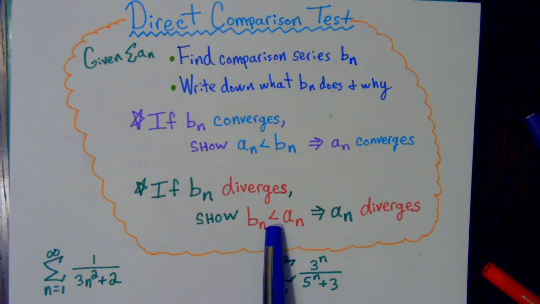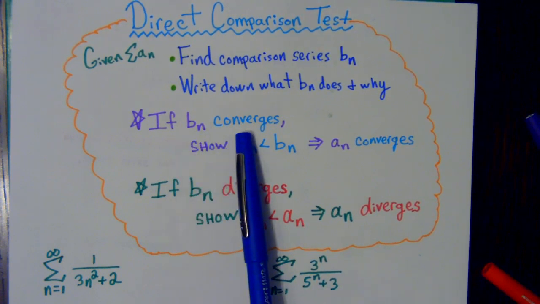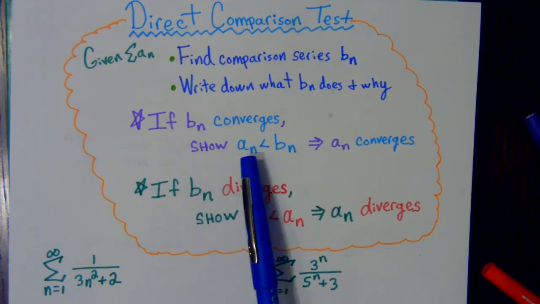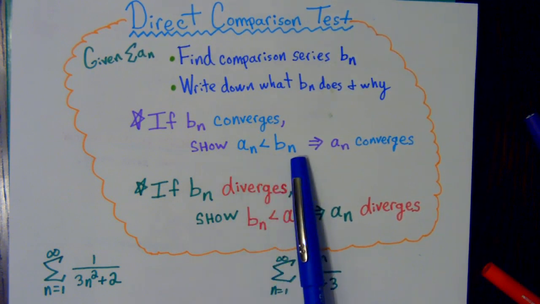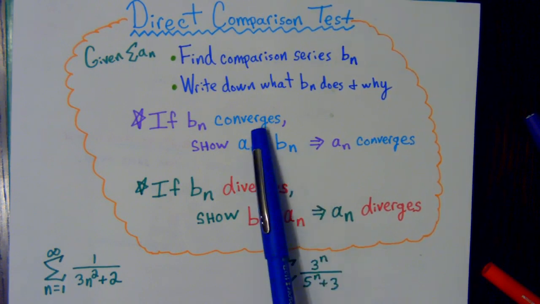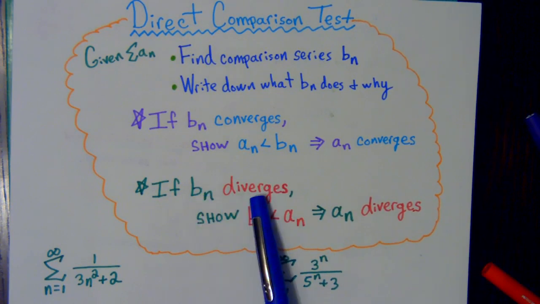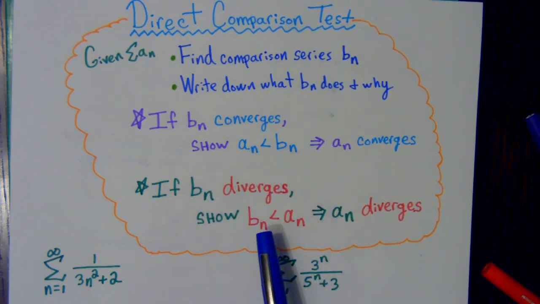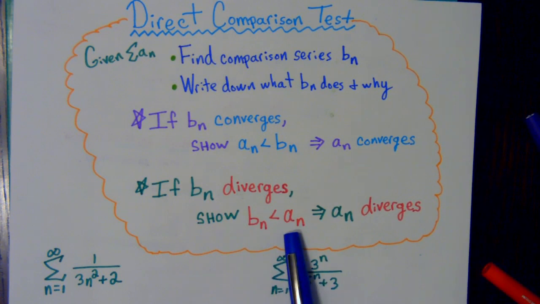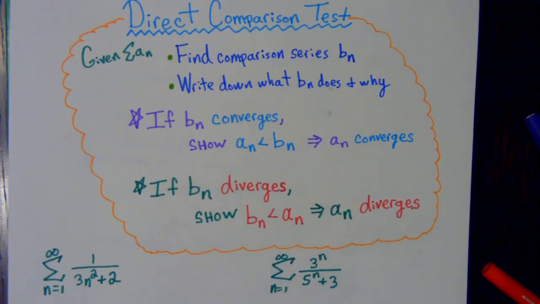Let me just mention this, and then I'll show you what goes on in my mind, how I remember it versus having it memorized. If our comparison series converges, what we need to show is that the original series is smaller than the comparison one. And if we can successfully do that, that means they both do the same thing. So since that one converged, the original one will also converge. If the comparison series diverges, we need to flip that around. We need to show that the comparison one is the smaller of the two. And if we can successfully show that, that means they both do the same thing. So since that one diverged, the original one is also going to diverge.